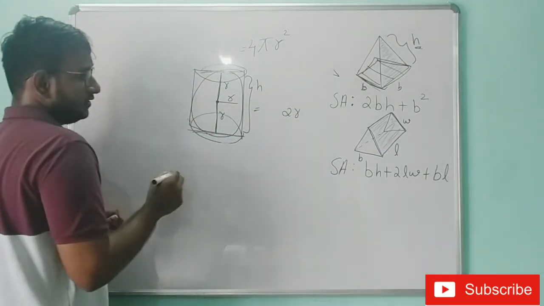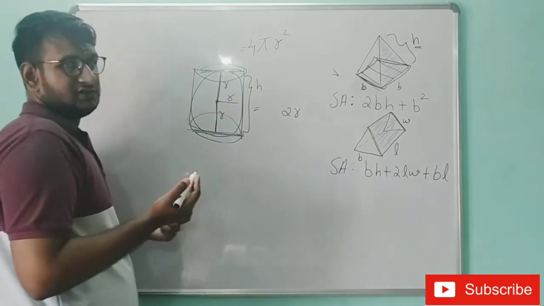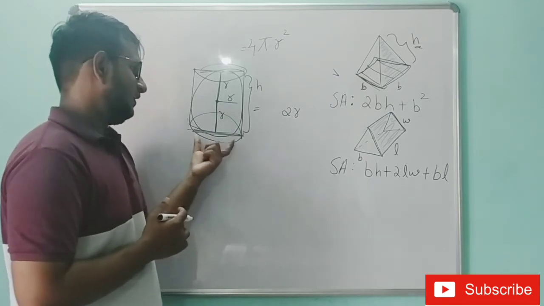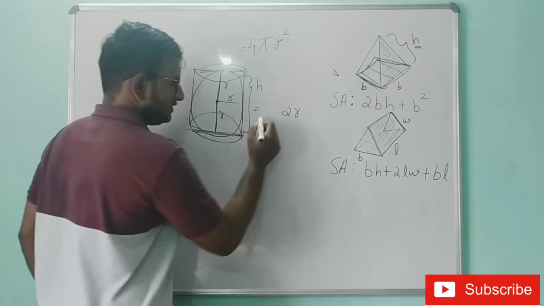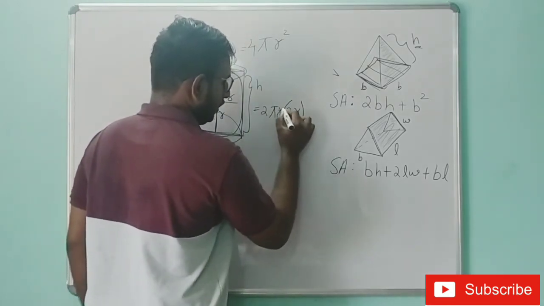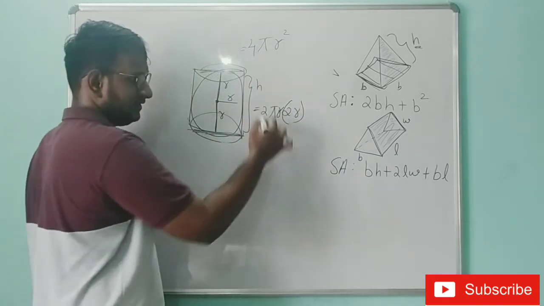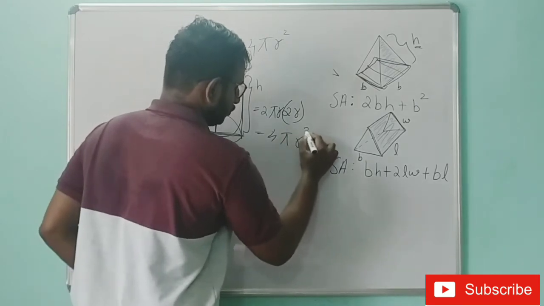Then we have to find the base of the cylinder. What is the formula for the cylinder? Which is nothing but height into the base. Base is nothing but the circumference of the circle. Circumference of the circle is 2 pi r. Now we have 2 pi r, and we have 2r, which is nothing but the height. So we will get 4 pi r square.